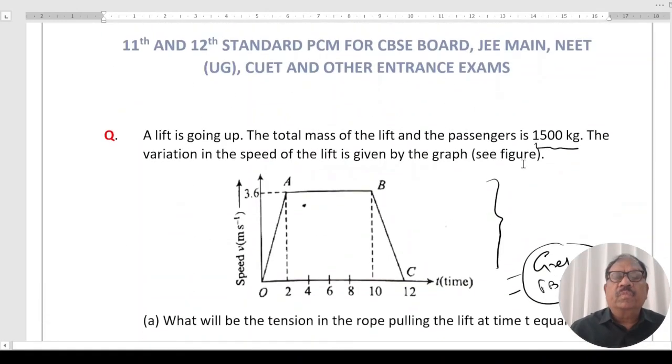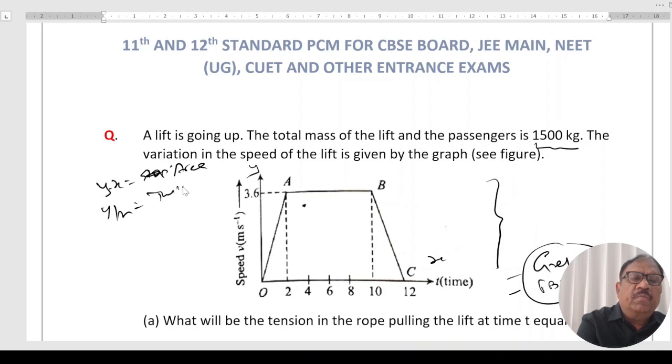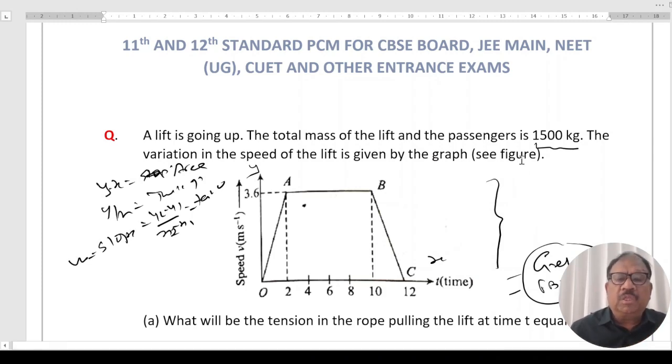if this is the y-axis, this is the x-axis. If y into x is there, think of area, and y upon x, think of slope. Slope is equal to (y2 minus y1) over (x2 minus x1), equal to tan theta, that is given by m. Right? In this case, we have to find the acceleration.